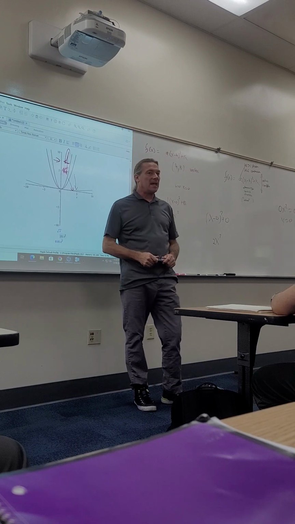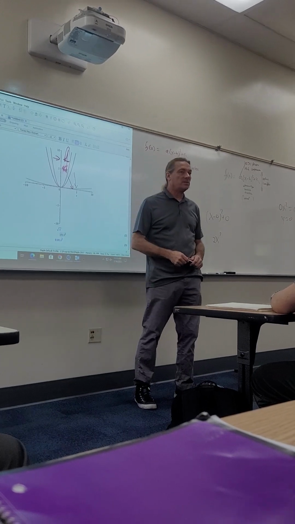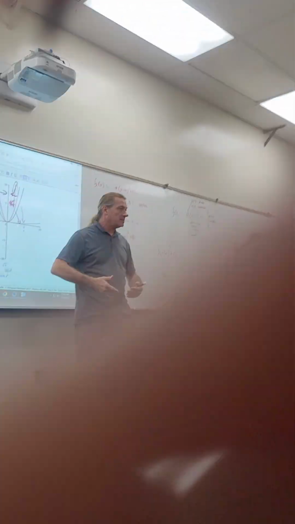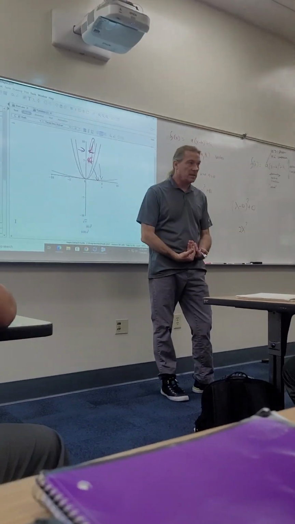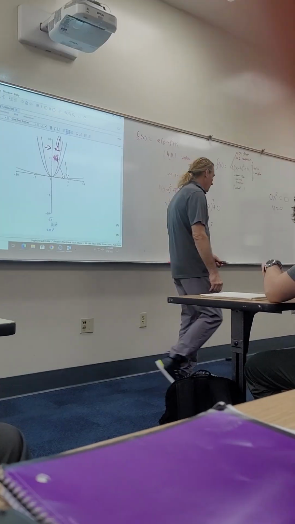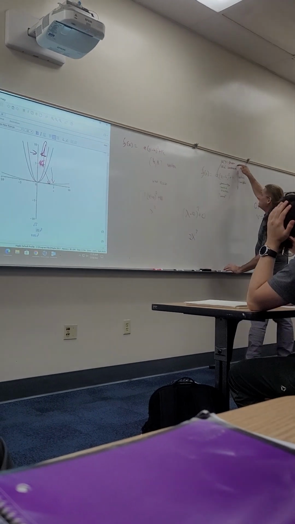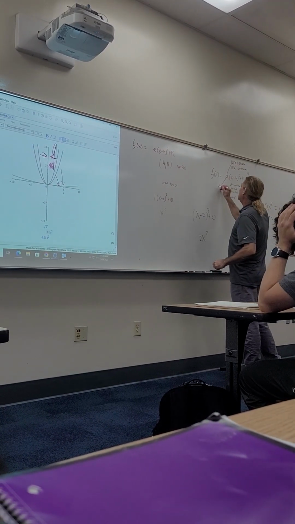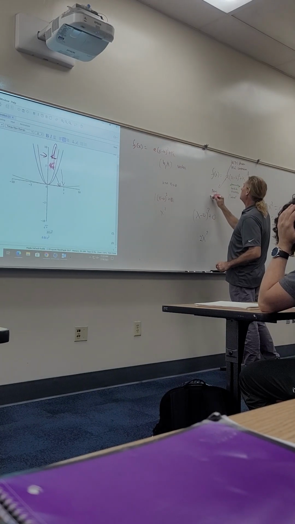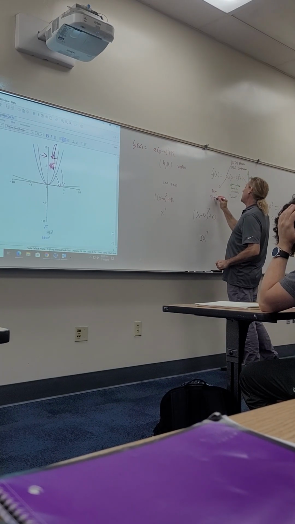If I throw a negative in front of the A, what does this whole thing do? It's going to flip over the x-axis, and everything I just said is the same, but upside down. Make sense? Okay, so the A controls stretching and compression. It also controls that a negative is a flip over the x-axis.